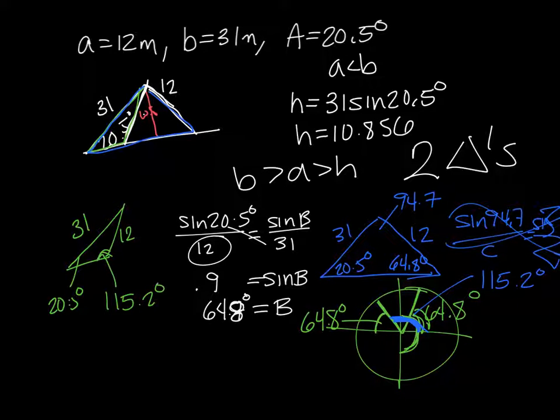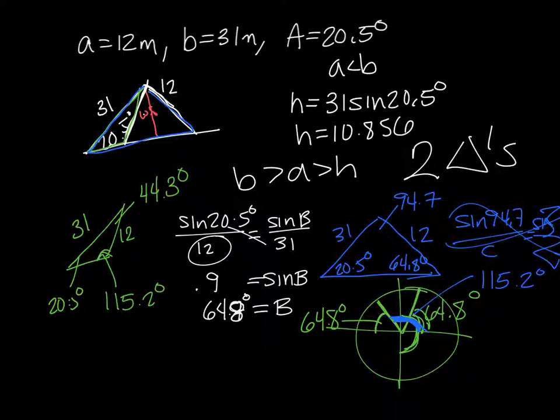You may have to watch that a couple times to really understand it, and maybe even let it sit in and come back to it the next day. It takes a while to sink in. It takes a bit of practice, but that's how you find that angle. And then I can take 180 minus the 20.5 minus the 115.2, and I get my third angle, which is going to be 44.3 degrees.